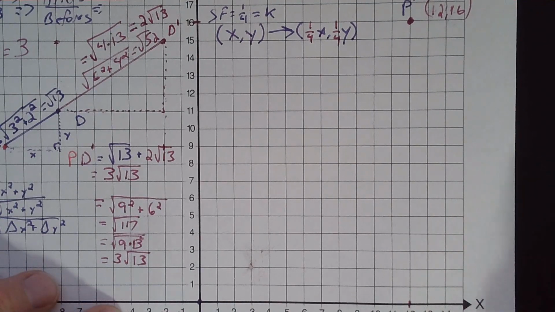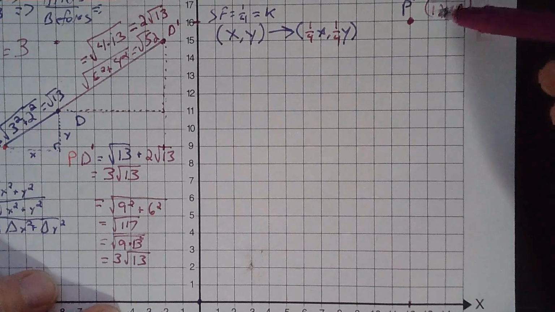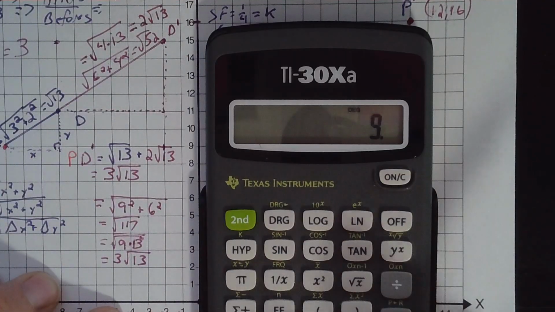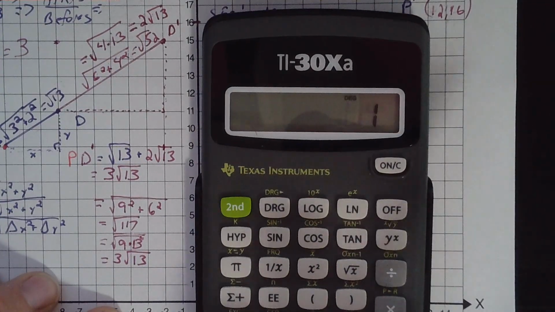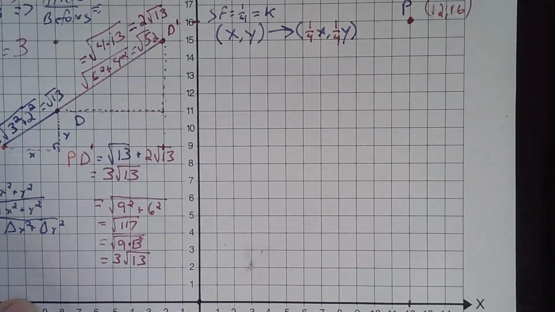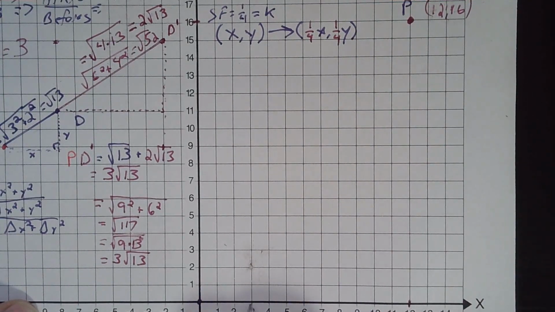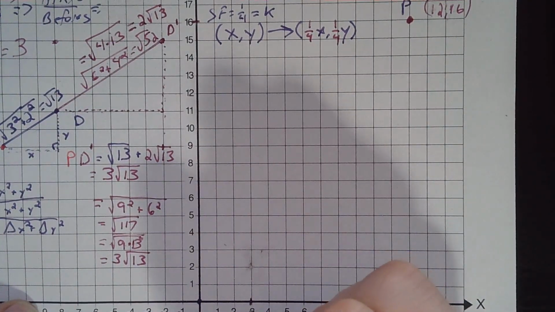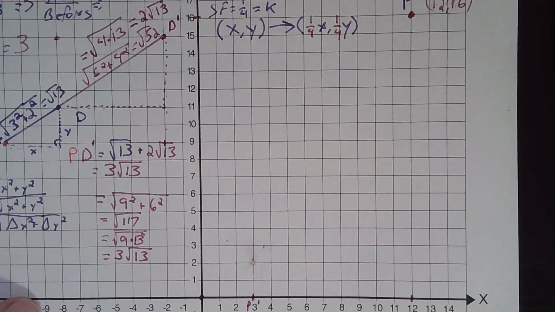Okay, so what we see here is that our x value of 12 is going to multiply by 1/4. So simple math in your head, but I'll show it on a calculator anyway. 1/4 times 12. Our new x value is going to be 3. So this is going to come down to my new P prime. I'm just going to mark this as P prime. Our new x value for P prime is going to be 3.